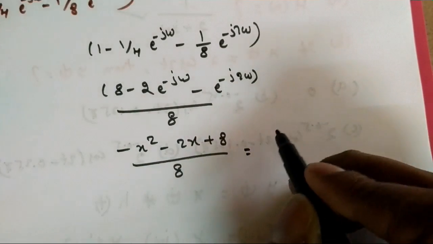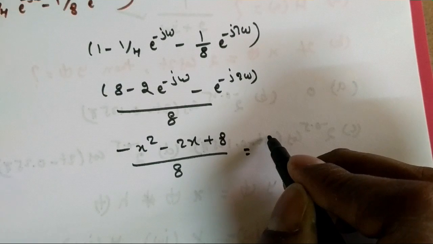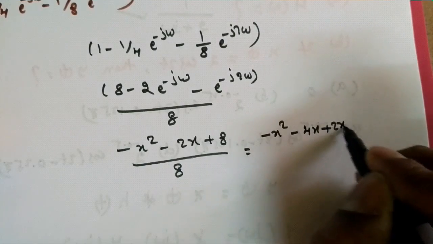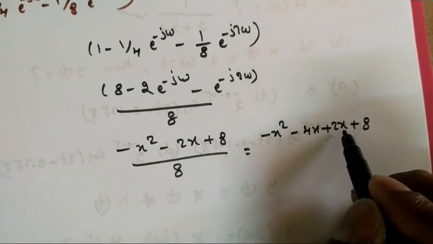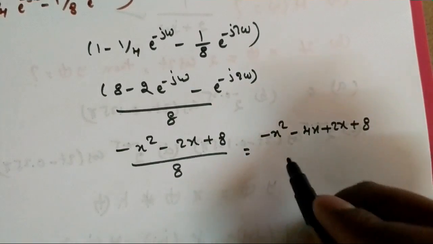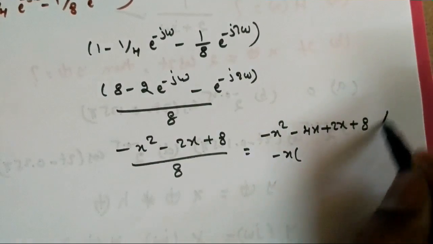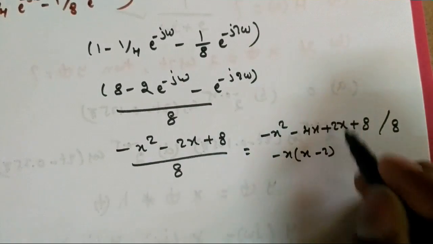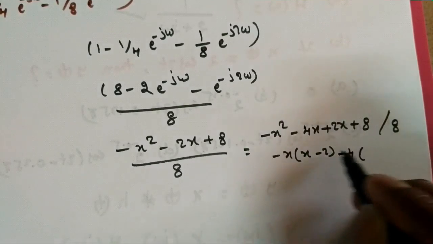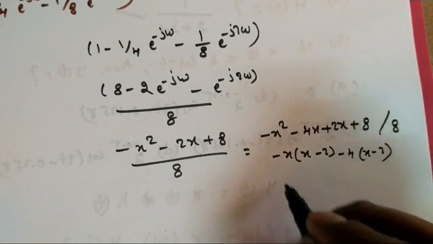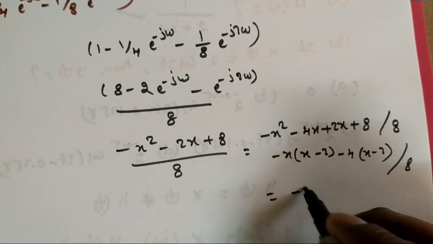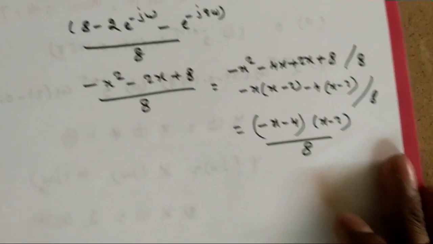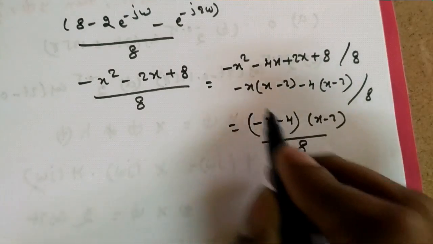So what we can assume: minus x square minus 4x plus 2x plus 8. See, minus 4 plus 2x will become minus 2x only. If I take minus x common, it becomes x minus 2 from these two, and from these two, if I take minus 4 common, this will become x minus 2. So by 8. So what are the factors? Minus x minus 4, x minus 2, by 8. Yes or no? Now if I multiply also, we'll get the same expression.